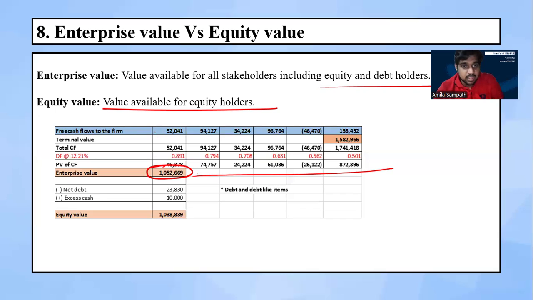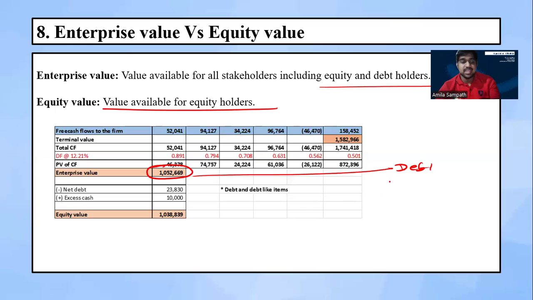That means this value includes the debt holders' value. Therefore, the first thing is we need to remove the value of the debt holders. Simply, we need to remove the debt value from the enterprise value, because debt value represents the value of the debt holders. Therefore, we need to remove the net debt value from the enterprise value.